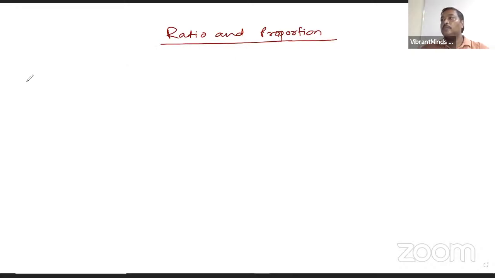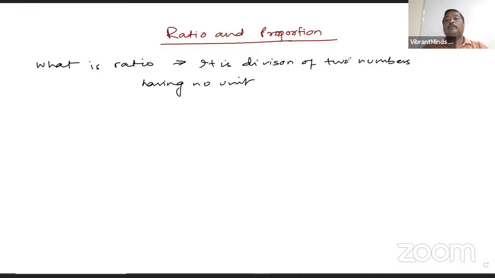Ratio and proportion. Now, when I say what is ratio, it is division of no unit or of same unit. Suppose I give you 5/3.